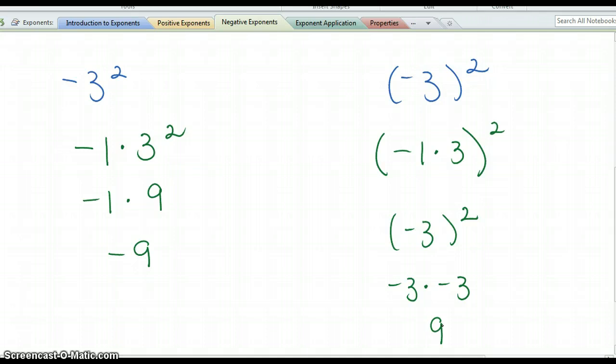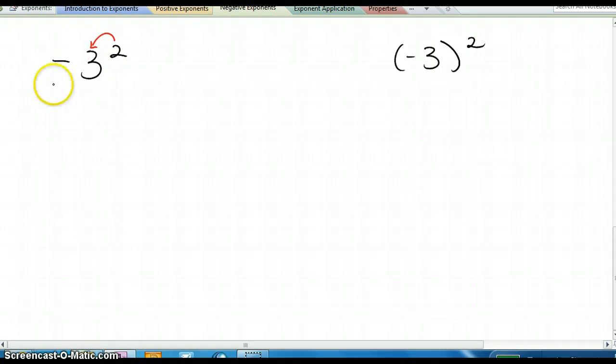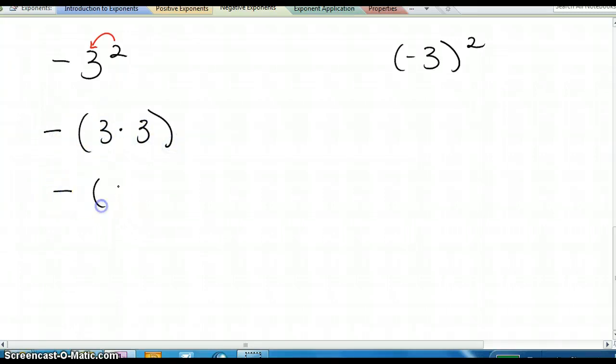Let me show you another way to think about this. So let's look at the same two problems and just another approach. It doesn't matter which approach you use. So if I have negative 3 squared compared to negative 3 in parentheses squared, another way to think about it is the exponent again only goes with the 3 in my first example. It does not apply to the negative. So you could think about this as meaning the opposite of 3 squared, or 3 times 3. So the opposite of 9 is negative 9.